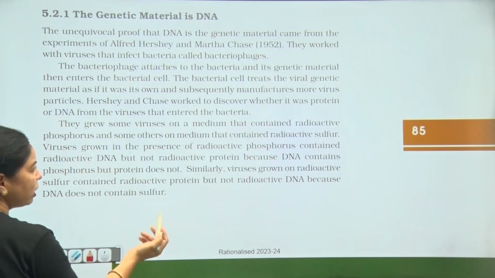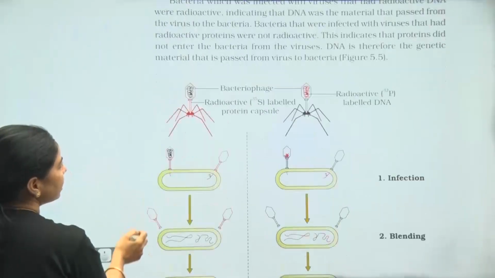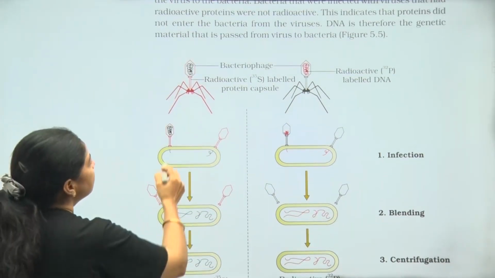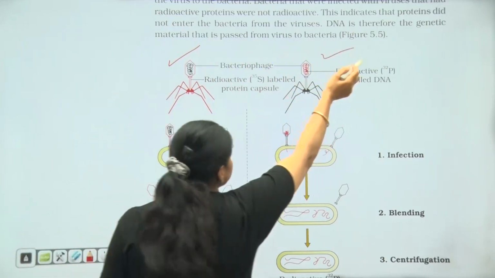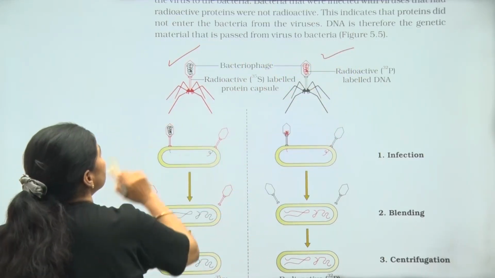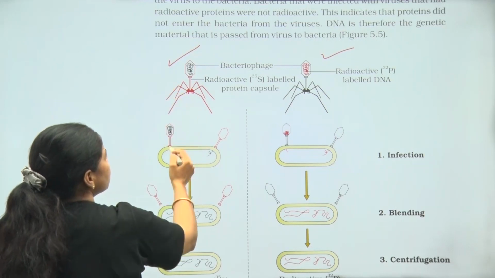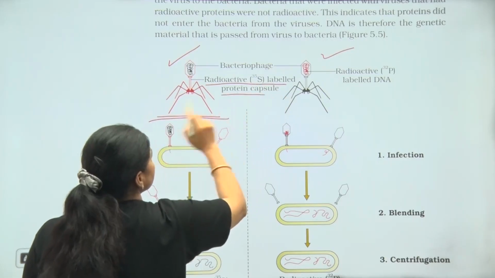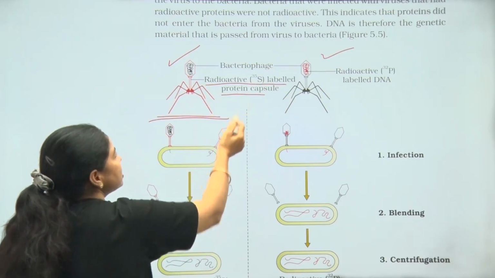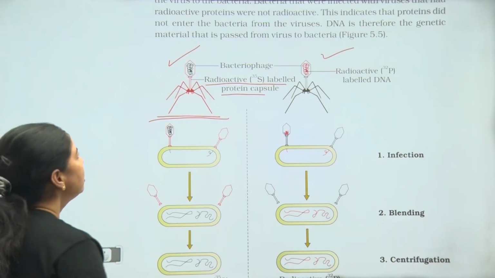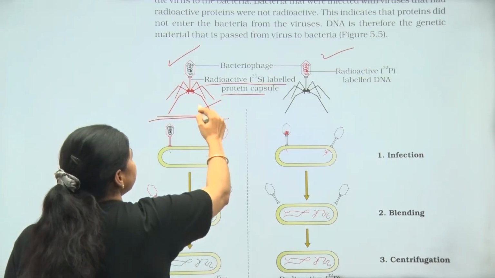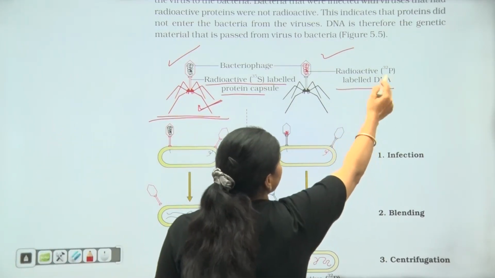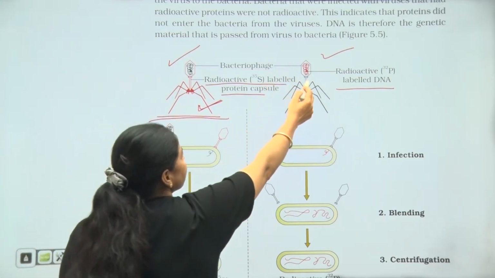Here, for reference, we can move to page number 86 and see the diagram. As we can see, children, two types of diagrams are given. One type of culture has the radioactive sulfur, which is making the radioactive protein capsid of the virus, and the other has radioactive phosphorus culture, so it is making the radioactive DNA.